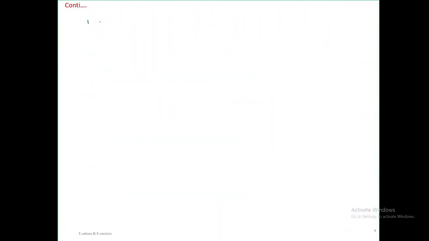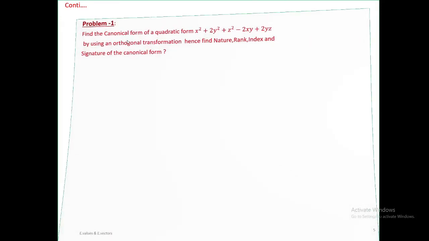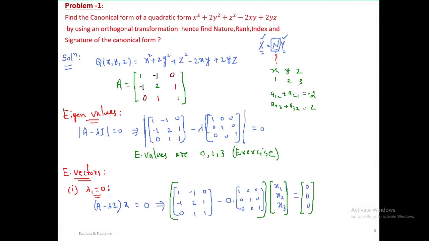So 1 minus 1 0, right? Next: 1 minus 1 0, minus 1 2 1, and 0 1 1, times x1 x2 x3, equal to 0 0 0.